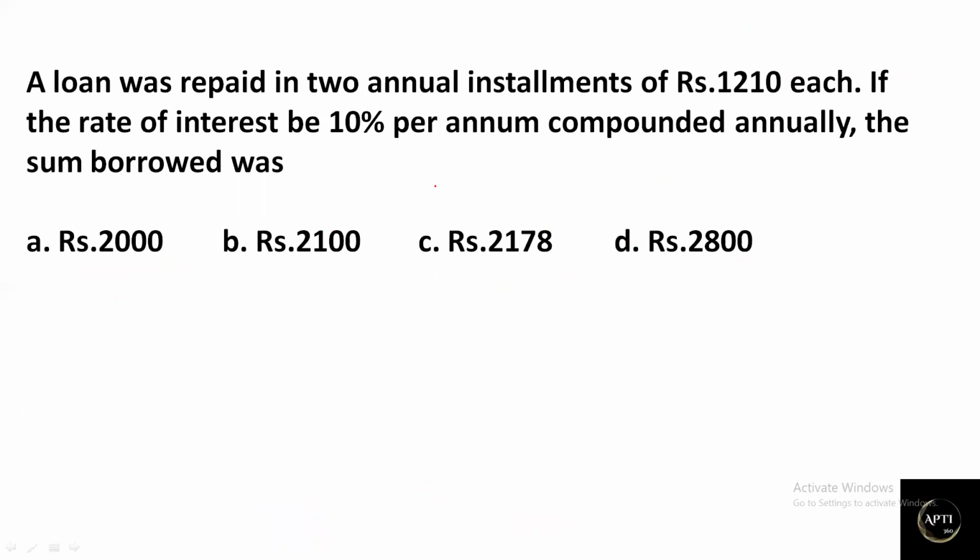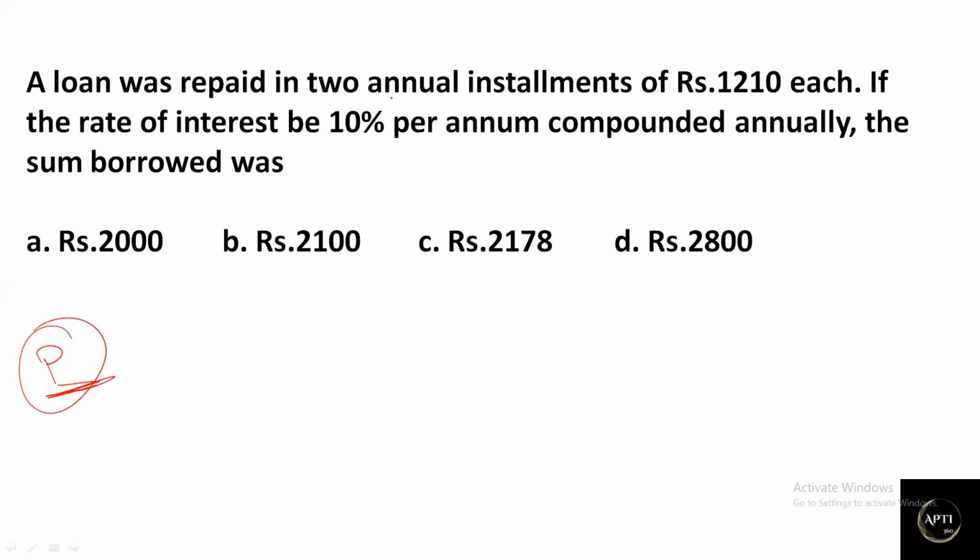A loan was repaid in two annual installments of 1210 rupees each. If the interest is 10% per annum compounded annually, the sum borrowed was? What will be the principal amount? Initially we have some principal amount. A loan was repaid in two installments, 1210 each. If the rate of interest is 10% per annum, what will be the sum borrowed?